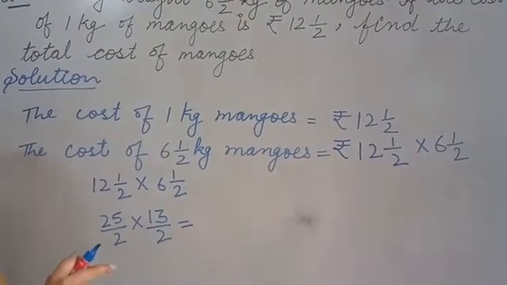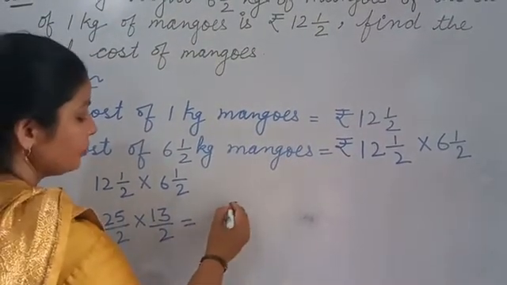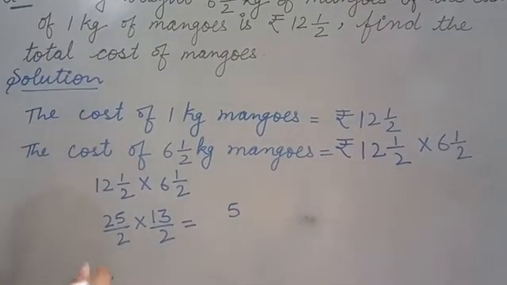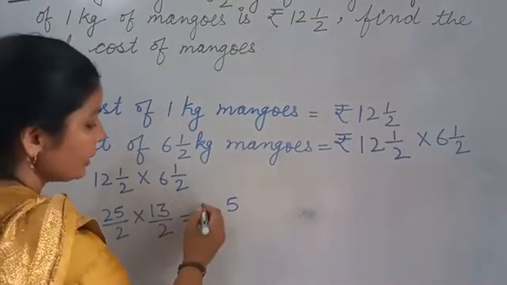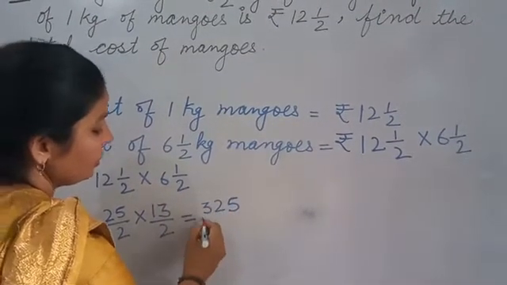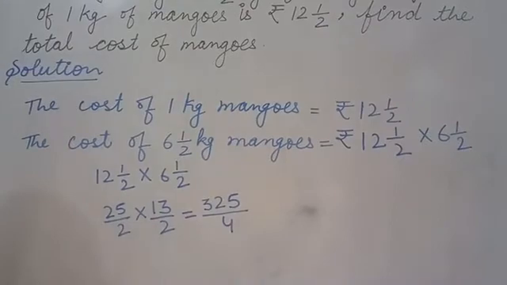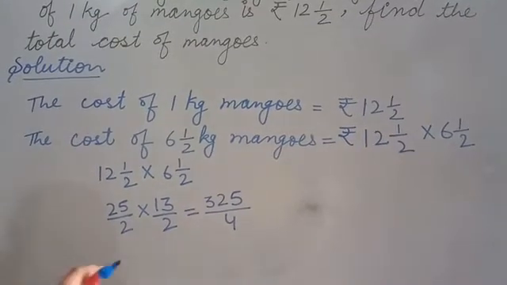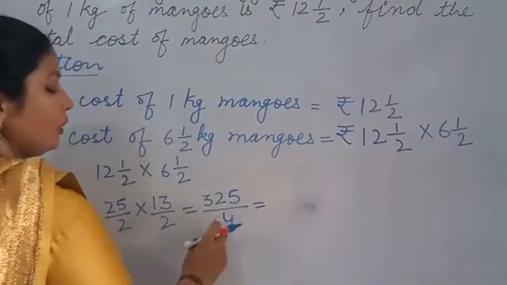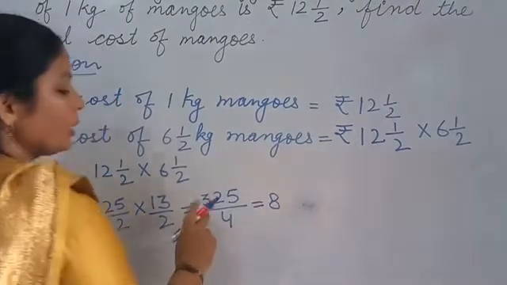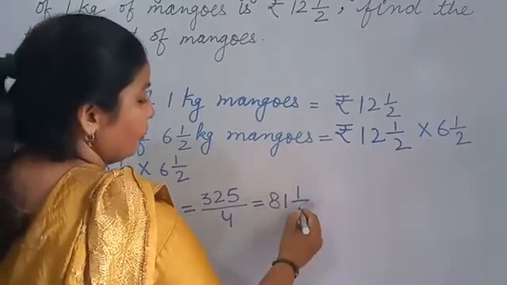So we know the table of 13. So directly we can multiply. 13 5s are 65, 6 goes carry. 13 2s are 26, 26 plus 6 that is 32. Upon 2 2s are 4. Now what is this? This is improper fraction. So we change it into mixed. So 325 divided by 4. So what we get? 4 8s are 32, and then 4 1s are 4. 81 whole 1 upon 4.